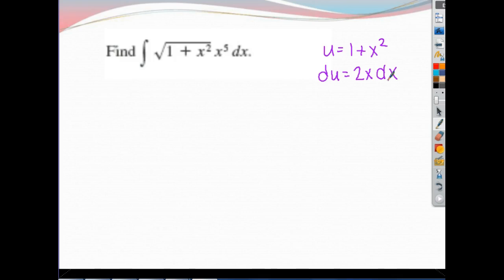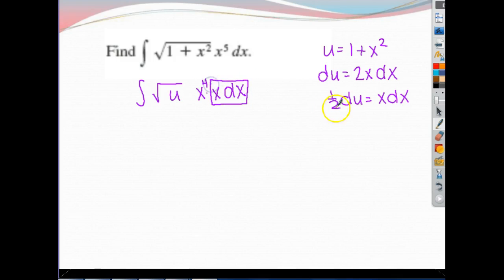So, all right, I can see this. I could say x to the 5th is like x to the 4th, x dx. So I could get 1/2 du equals x dx. And I could get rid of this by plugging in this. What am I going to do with an x to the 4th?